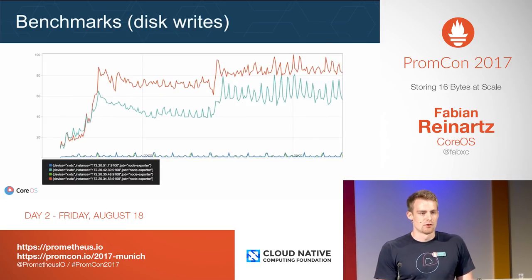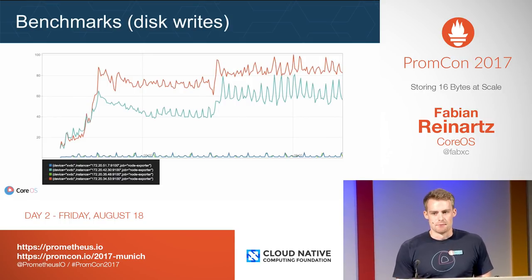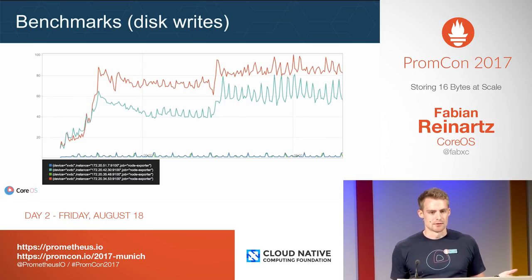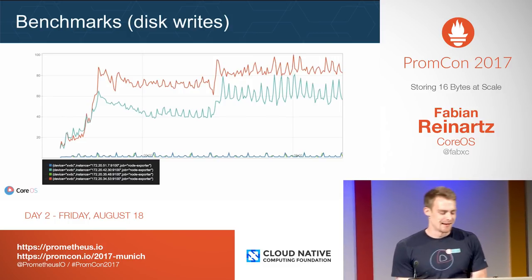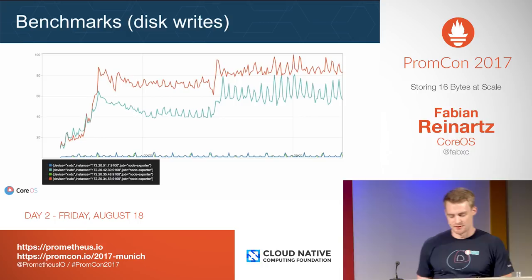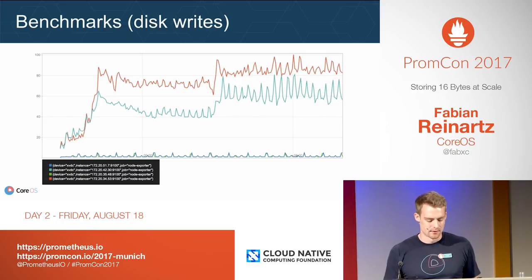Also, all storage flags are removed. There's just one left, which is the data directory. Everything else is just the way it is. Retention as well. And there are two flags for debug purposes, just to run benchmarks. But in general, you don't have to touch any knobs anymore for the storage. It's self-configuring. Well, it's actually not configuring itself. It just works the way it does.